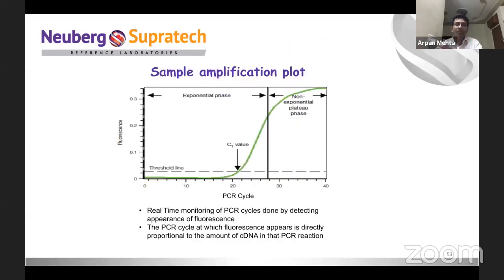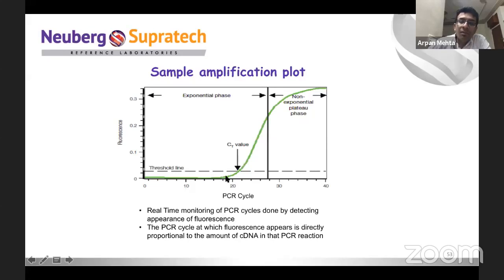So this is a sample amplification plot in real-time PCR. On the x-axis, we can see the number of PCR cycles, and on the y-axis, we can see the fluorescence. Now, there are two phases: one is the exponential phase and one is the non-exponential phase. In the initial cycles, the copies start doubling, but they are not detectable because they are very few. And this is an exponential scale.